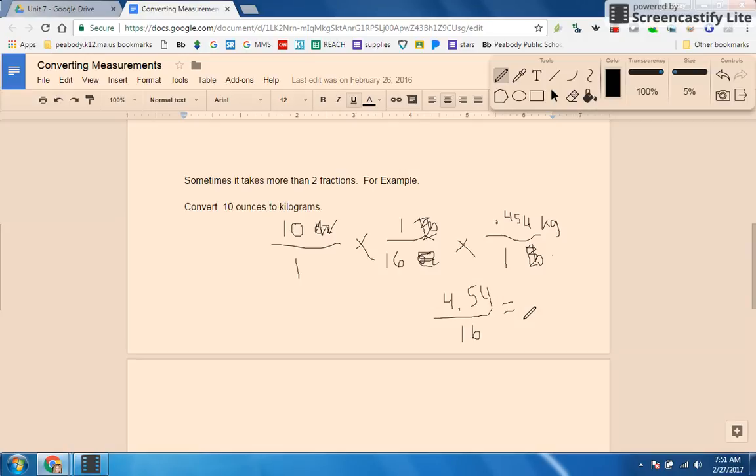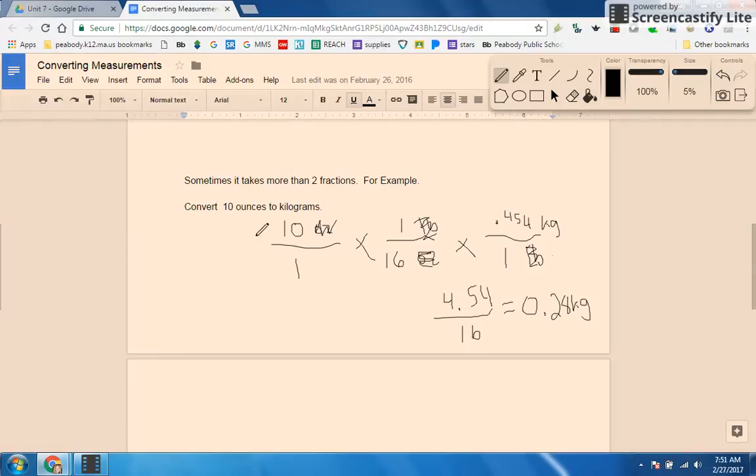Okay, so my final answer, and I'm going to round it because it's kind of a lot of decimals, is 0.28 kilograms. So that would be your final answer. Okay, so that means that 10 ounces is the same exact thing as 0.28 kilograms.